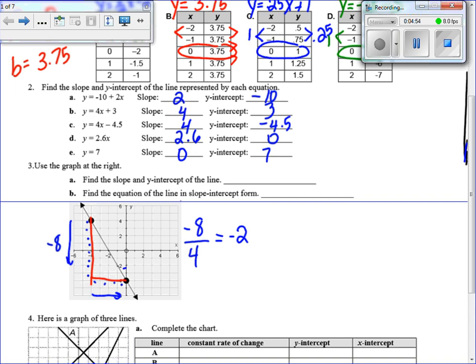We also see that our y-intercept is where it crosses the y-axis, and that's down at -4. So we have a slope of -2 and a y-intercept of -4. When we write the equation, it's going to be y equals -2x minus 4.